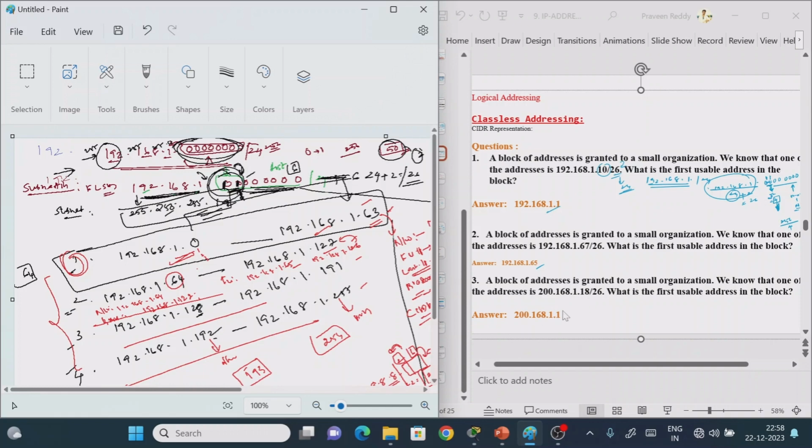Now what is the answer? 1.1. Like that, as per the given CIDR you first need to find out how many networks we will have and what is the size of each subnet. Only after finding this can you answer this question. I hope you understand. Please try to solve the given problem so that you will understand.